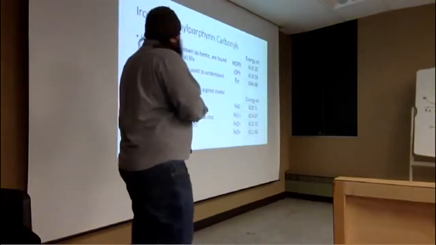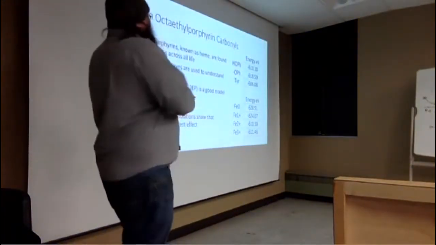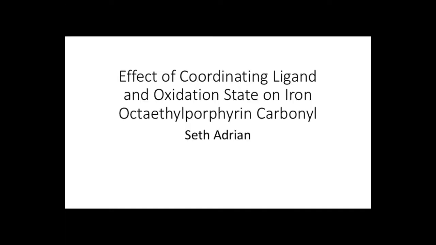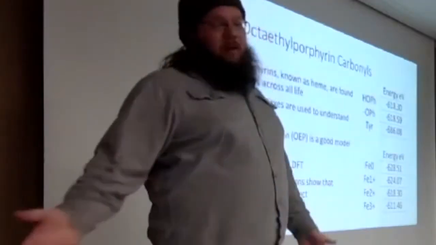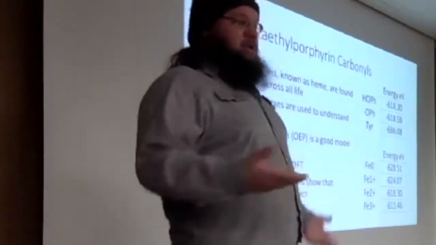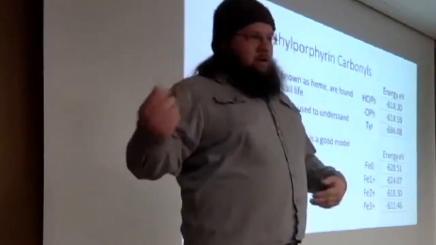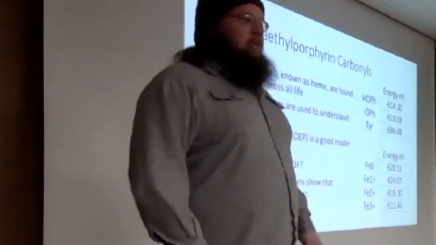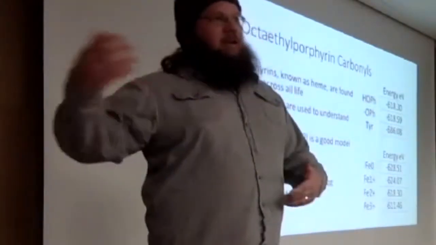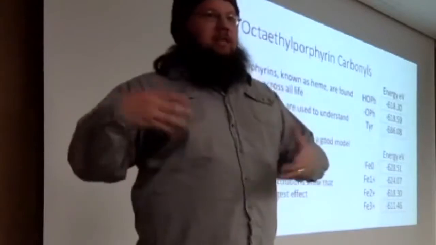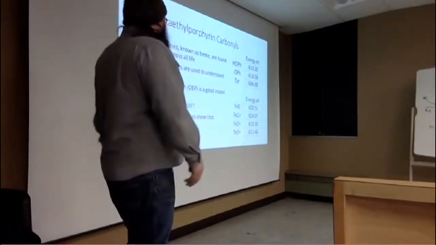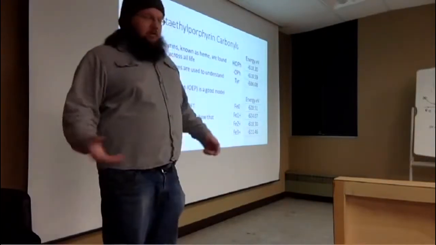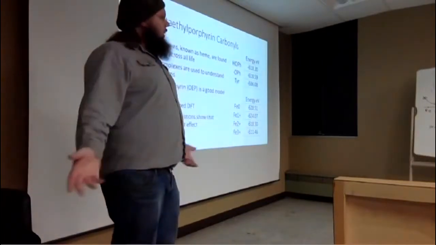So let's first talk a little bit about octaethylporphyrin carbonyls. Iron porphyrins, usually in animals or in life, are known as hemes, and they are found in a lot of proteins, such as hemoglobin, myoglobin, cytochrome P450s, that sort of thing. Even in photosynthesis, there's a porphyrin ring that acts as the electron charge carrier. And they're found all across life, and we want to understand how these proteins all work.